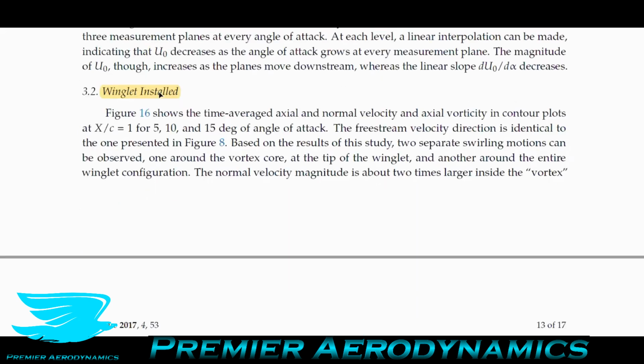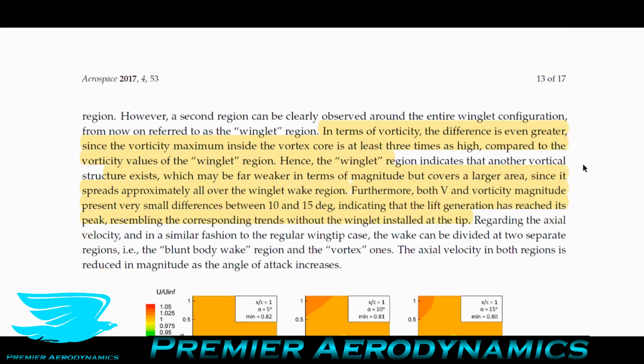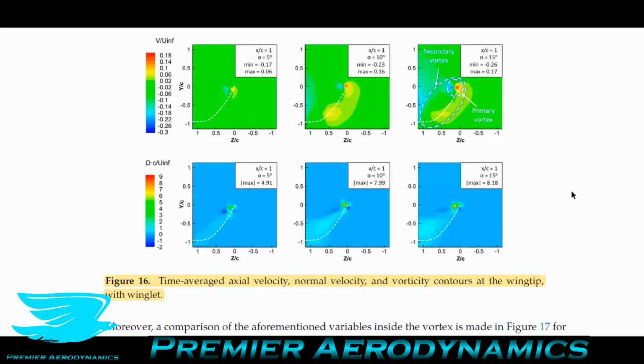So let's go on to how installing a winglet affected the wingtip vortex here. Like I said, in terms of vorticity, the difference is really great in terms of the maximum you see inside the core, and it is at least 3 times as low compared to the wing without a winglet. So putting this winglet on dramatically reduced the maximum vorticity in the wingtip vortex.